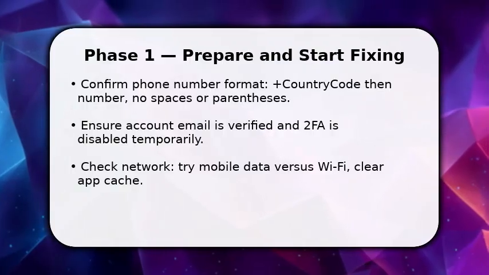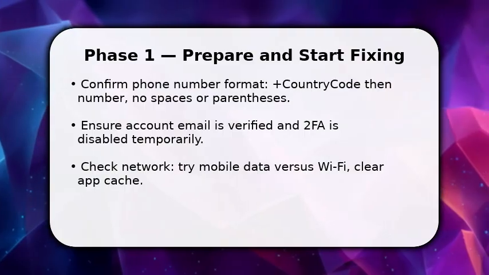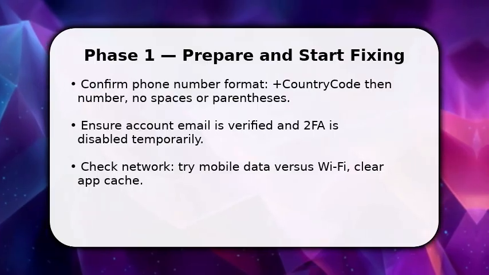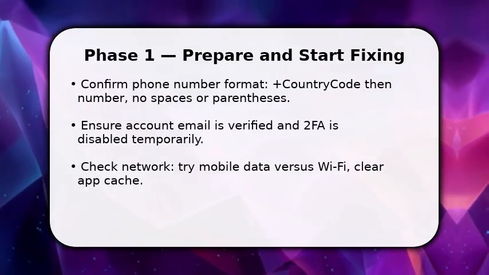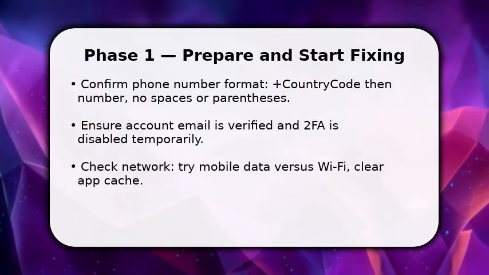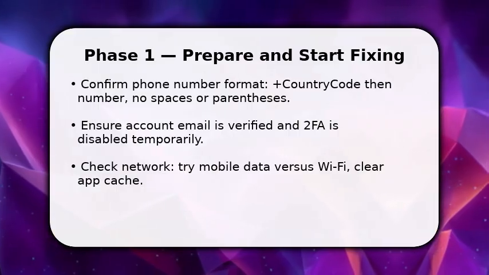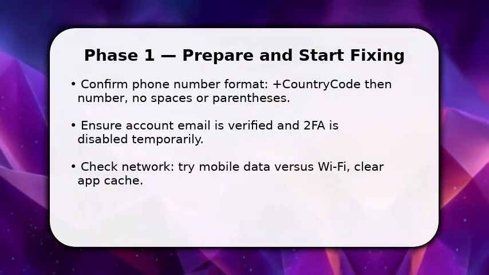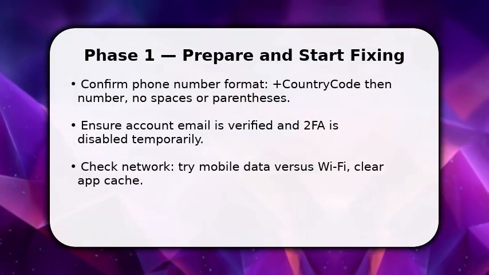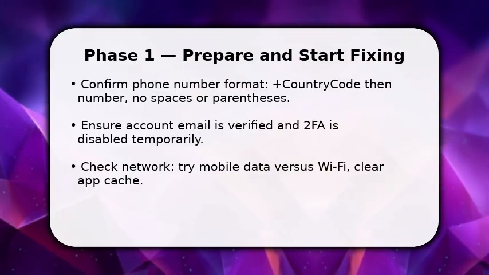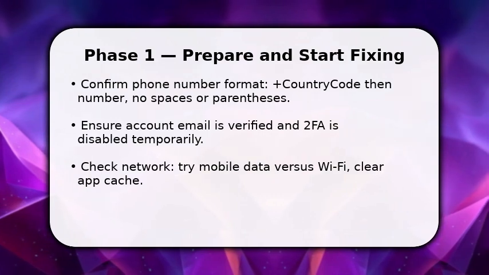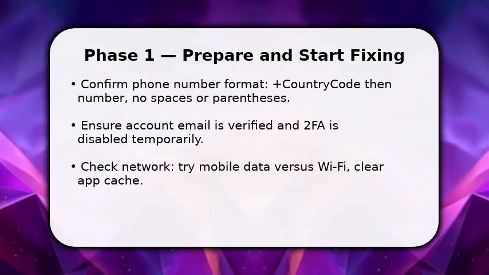You start by confirming the exact phone format Discord accepts. A plus sign, country code, then the full number. Next, make sure your account email is verified and temporarily disable two-factor authentication so verification can proceed. Once done, test your network, switch from Wi-Fi to mobile data, and clear the app cache. This rules out connectivity and caching errors. These steps remove common blockers, so you can move into the verification process without wasting time on unlikely causes.